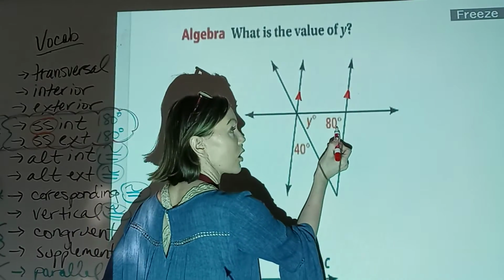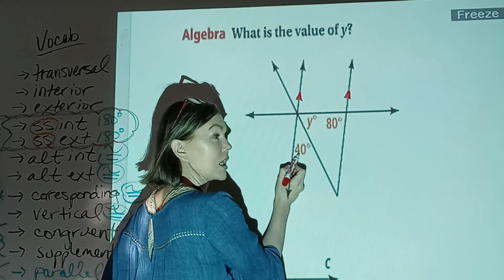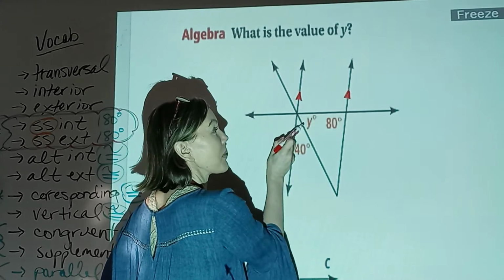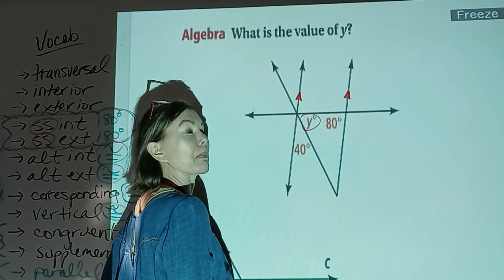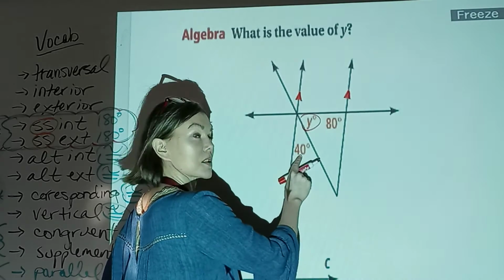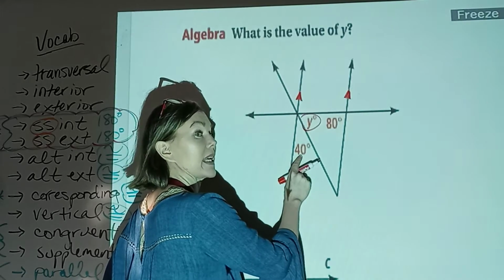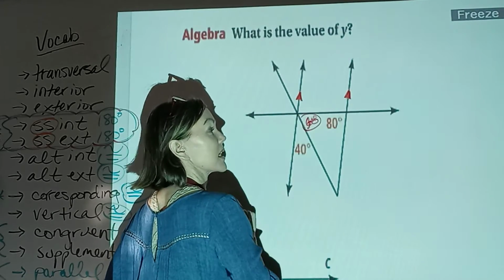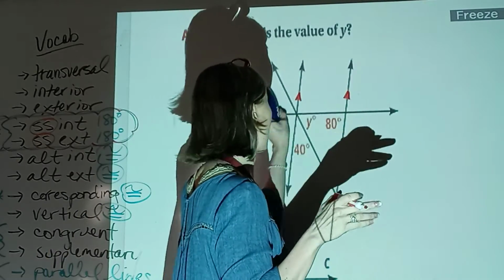So 80 degrees is already accounted for here. 40 degrees is already accounted for here, which means how would we find the measure of angle y by process of elimination? 80 plus 40 is 120. So 180 minus 120 is 60. Okay, yes, it is that easy, okay?